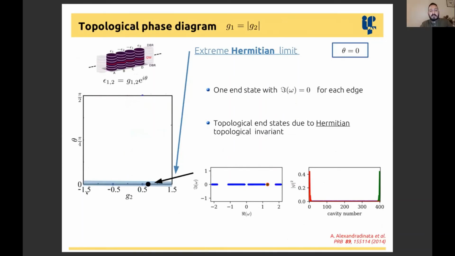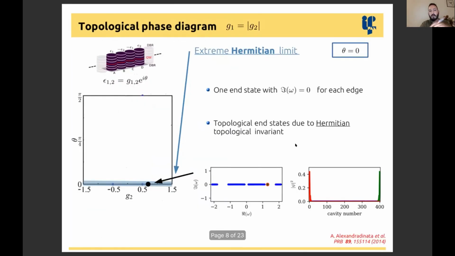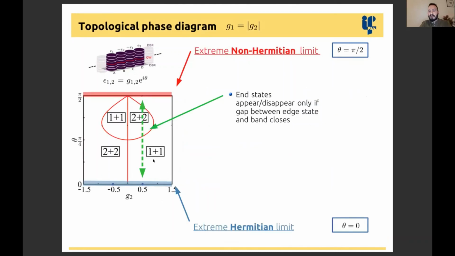Okay, so here I plot the phase diagram. On this axis we have G2, which is the strength of one of the modulations. Here we have the condition that G1 is equal in modulus to G2. So we can just fix one parameter, and on the other, we change theta. Theta is given by this ratio and spans from 0 to pi over 2. So what we plot here is the number of edge states that we find in these particular areas of the phase diagram.